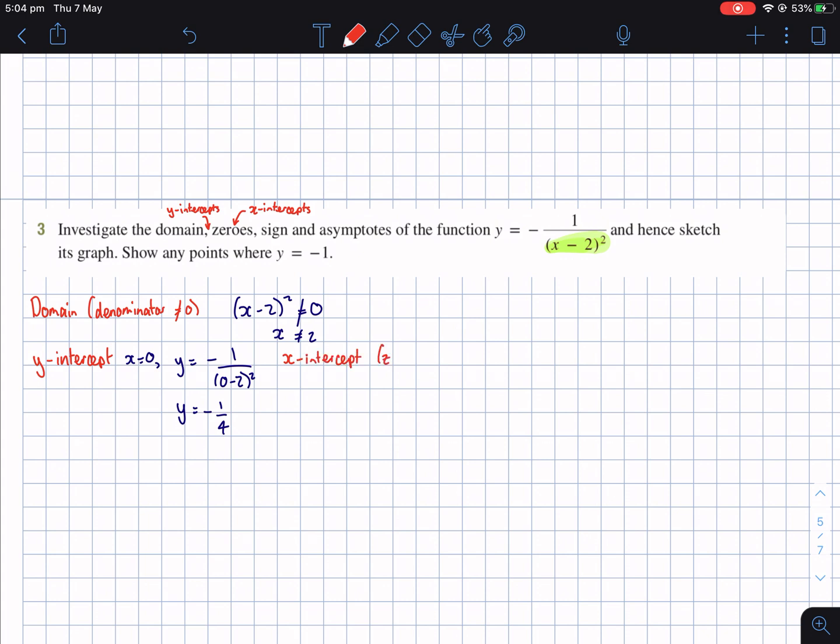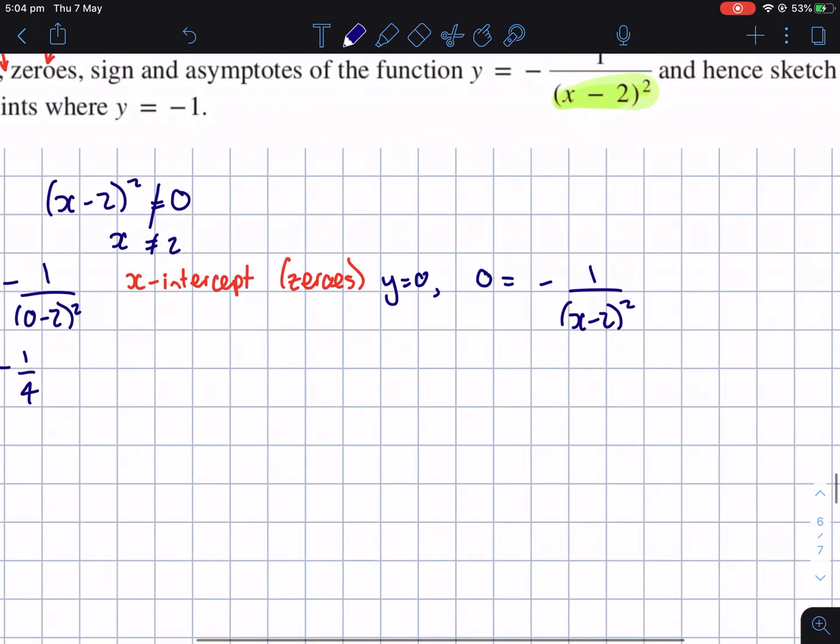X-intercept is what they mean by zeros. So y equals 0. Here we're going to see if we actually have any. So we've got 0 equals -1 on (x - 2) squared. So 0 equals -1. Can't happen. No x-intercepts.